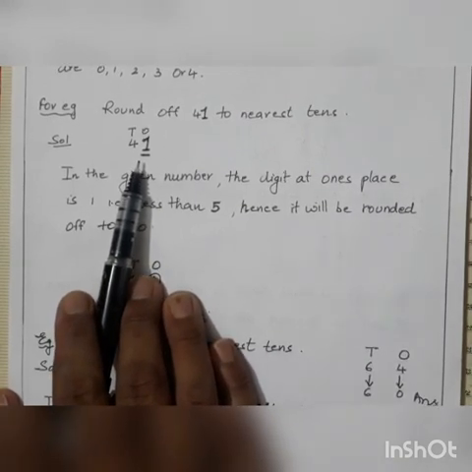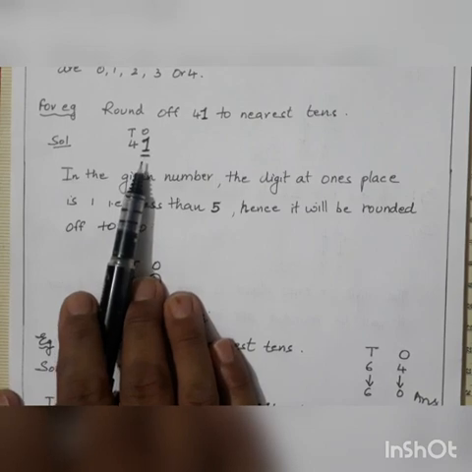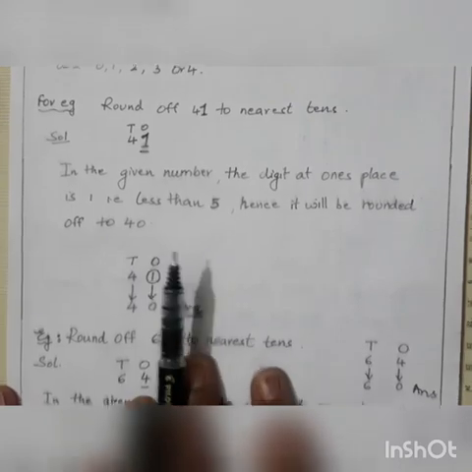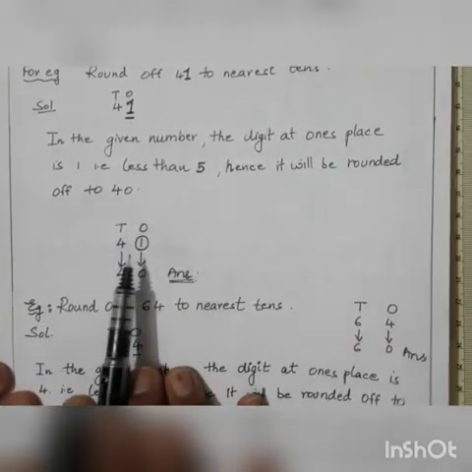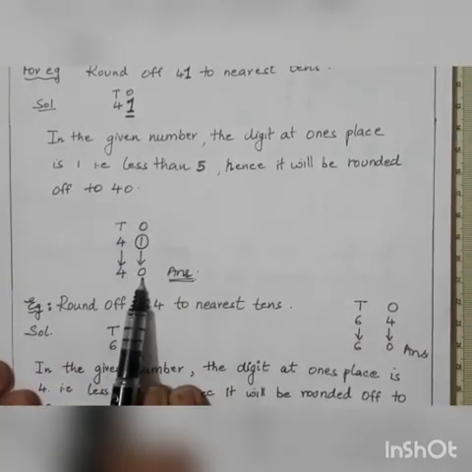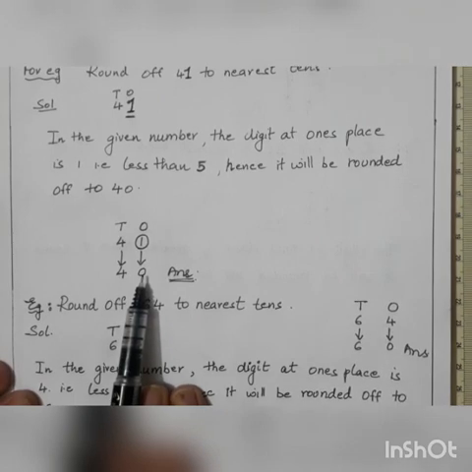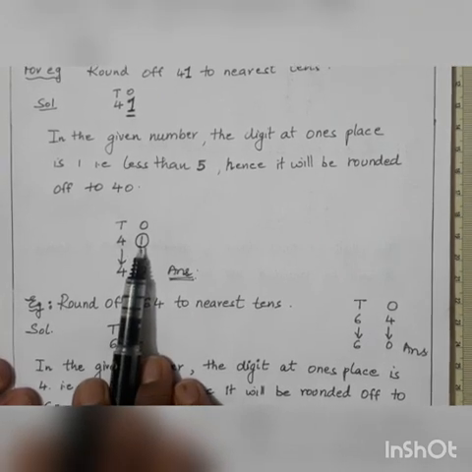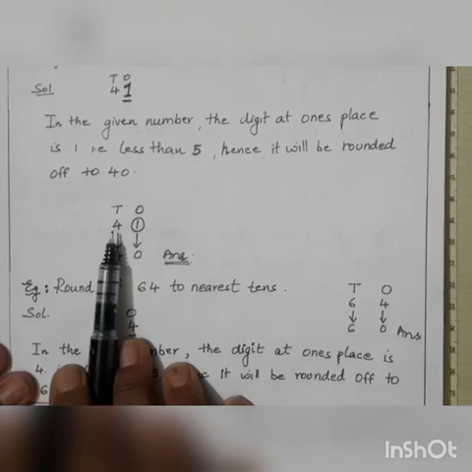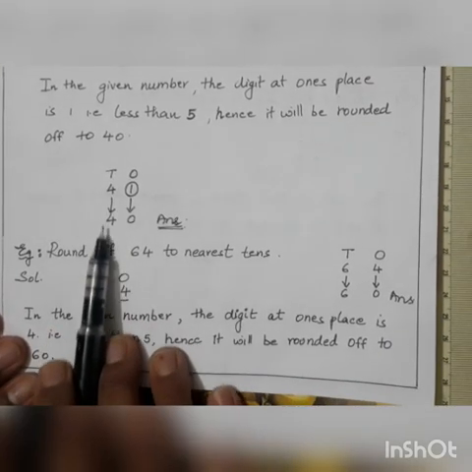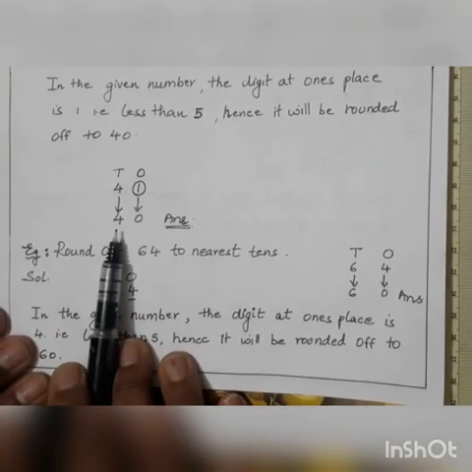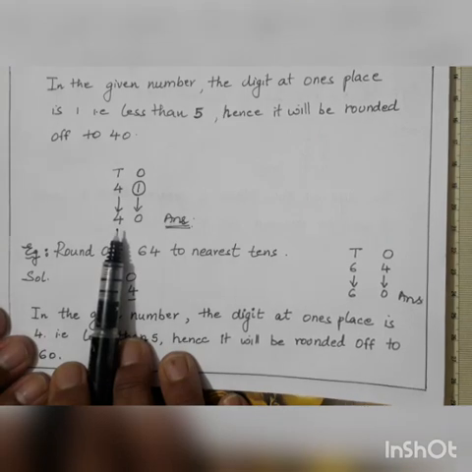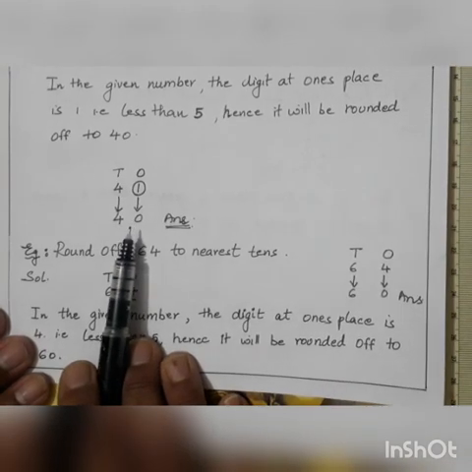Here in the given number 41, the digit at ones place is 1. That is, it is less than 5. So, how we are going to round it off? 1 will become 0, and since it is less than 5, nothing will be added to the digit at the tens place. So, 4 will remain as it is. So, 41 when rounded off to nearest tens becomes 40.